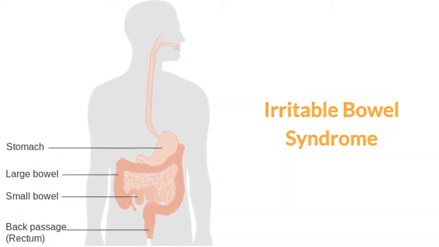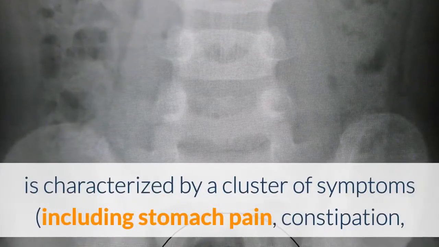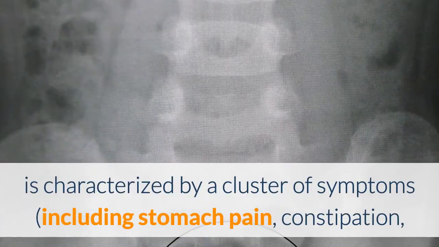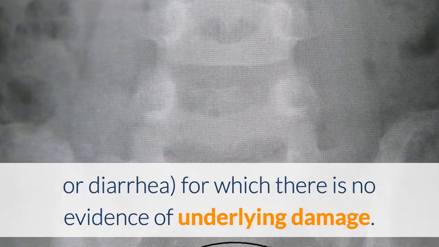Irritable bowel syndrome. Irritable bowel syndrome (IBS) is characterized by a cluster of symptoms including stomach pain, constipation, or diarrhea for which there is no evidence of underlying damage.